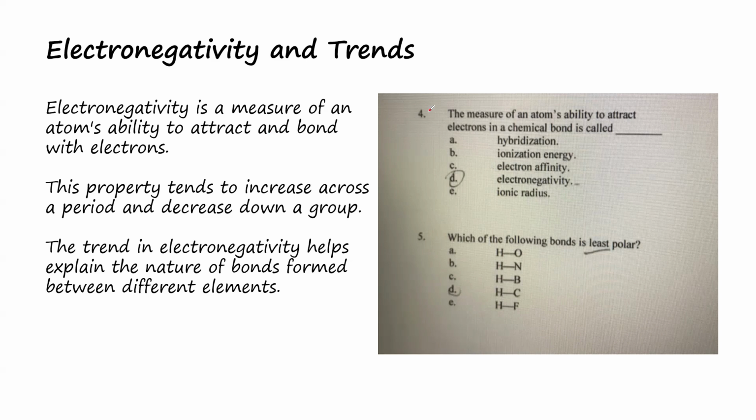So let's look at some exercises here. The measure of an atom's ability to attract electrons in a chemical bond is called electronegativity. So the answer is electronegativity. And then, which of the following bonds is least polar? As I just mentioned, fluorine is the most electronegative, followed by oxygen, then nitrogen, and boron. And then the one with the least electronegativity is hydrogen. So that is why they are least polar.